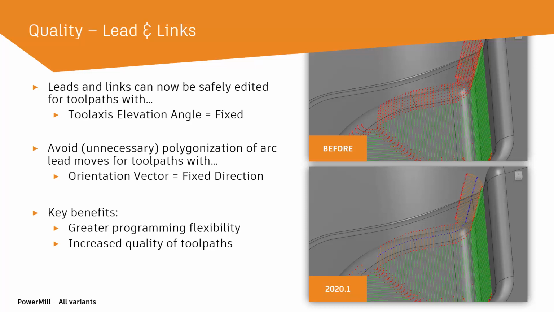Whereas the image on the bottom right-hand corner of the screen shows that those lead-in moves, it's exactly the same geometry, but now it is a circular interpolated move. It's an arc. So obviously that provides a number of benefits. Key benefits are increased flexibility as programmers have a greater level of control so that they can now edit those leads and links. That's the first improvement that we mentioned earlier on. The second benefit is that you've got leads and links that are not so polygonized. That's going to provide a toolpath that's slightly smaller. It's a better solution if you're trying to apply cutter compensation. It's a more robust solution for our end users.